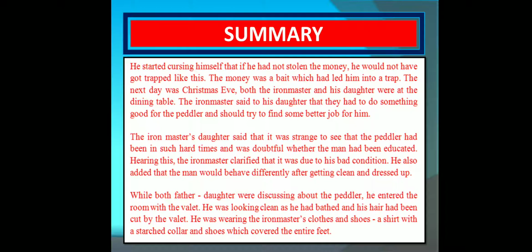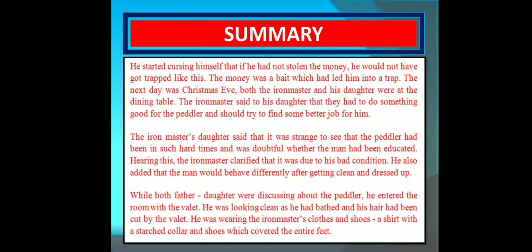The next day was Christmas Eve. Both the ironmaster and his daughter were at the dining table. The ironmaster said to his daughter that they had to do something good for the peddler and should try to find some better job for him. The ironmaster's daughter said that it was so strange to see that the peddler had been in such hard times and was doubtful whether the man had been educated. Hearing this, the ironmaster clarified that it was due to his bad condition. He also added that the man would behave differently after getting clean and dressed up.